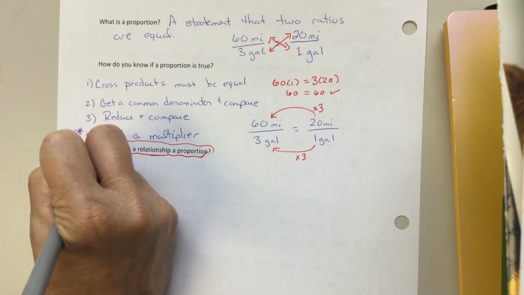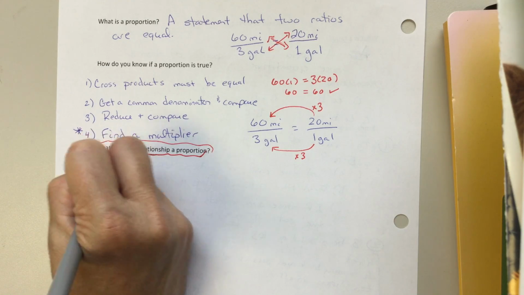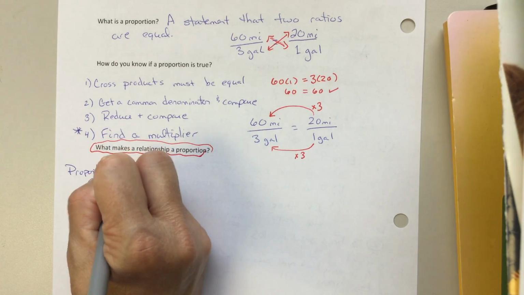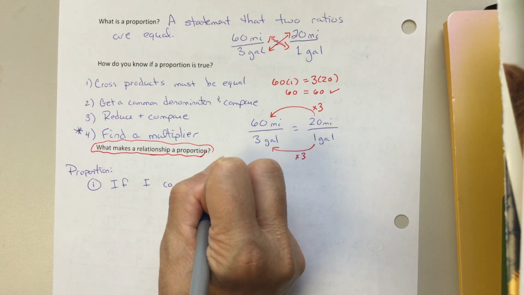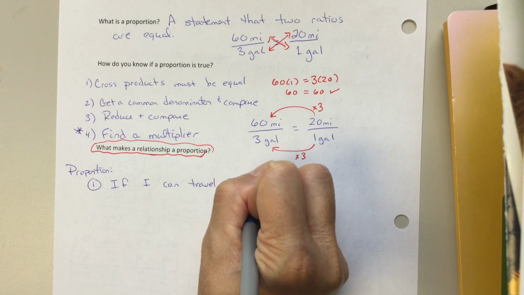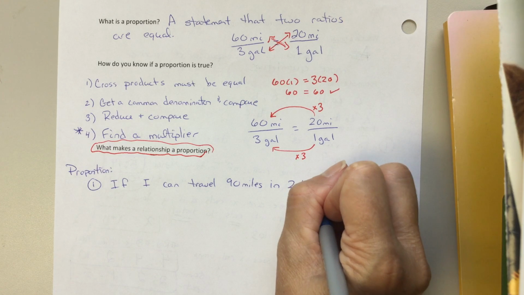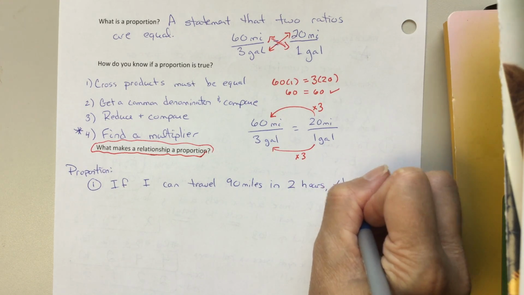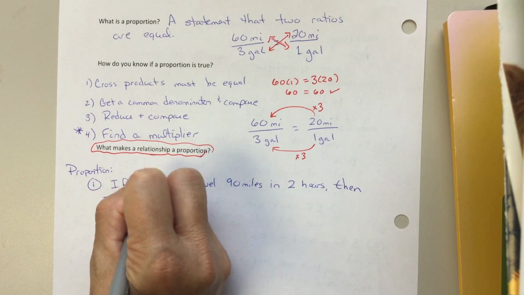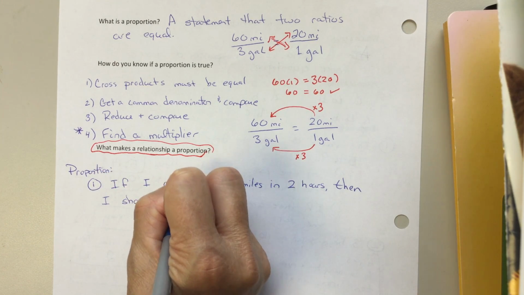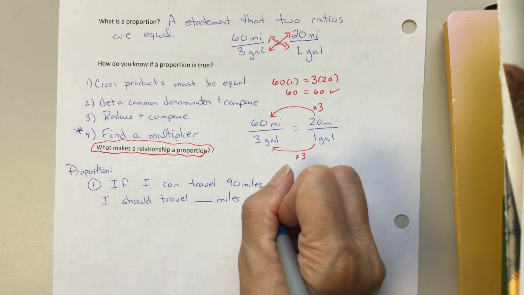So the first one I'm going to show you is a proportion. And this is just to get us thinking about these relationships. So for this one, I'm going to say if I can travel 90 miles in 2 hours, then I should travel blank miles in 3 hours.